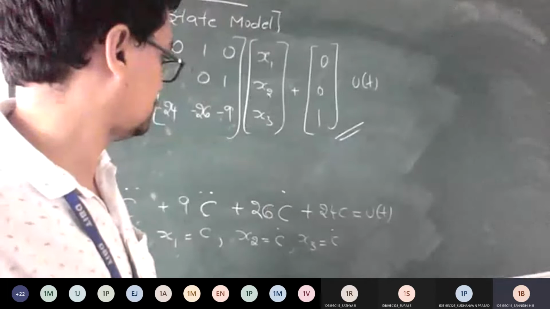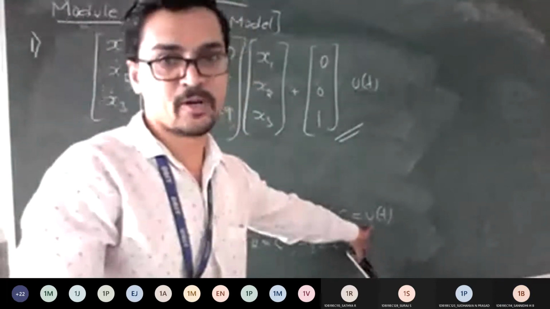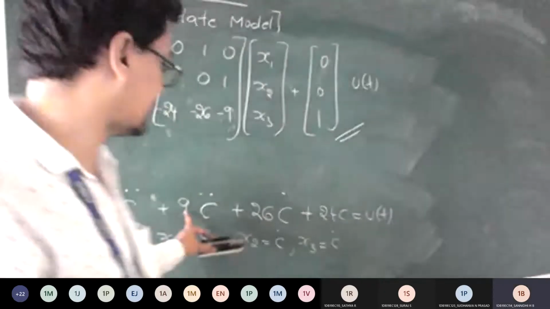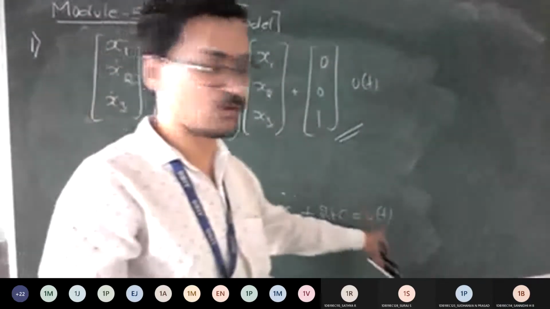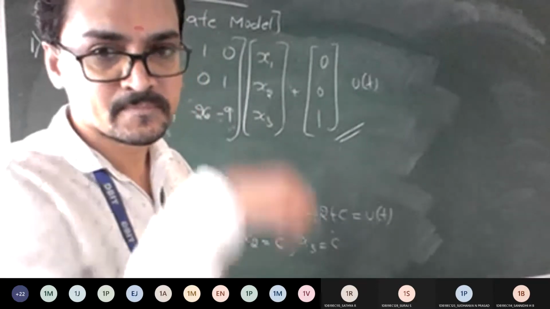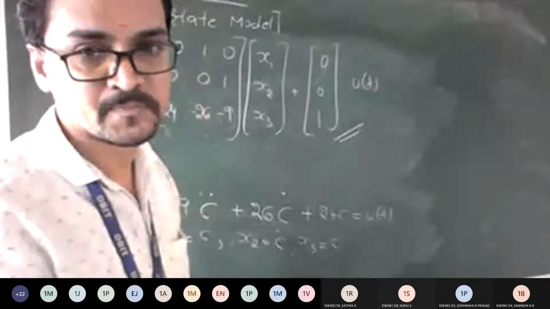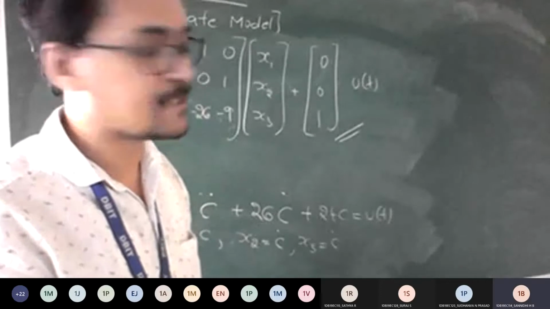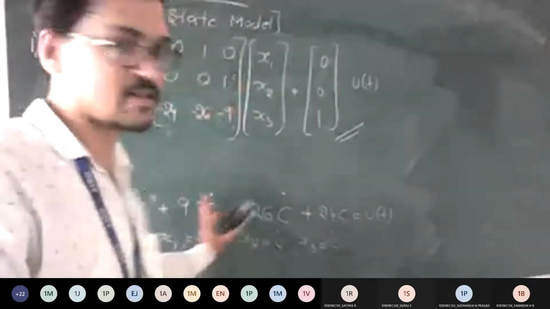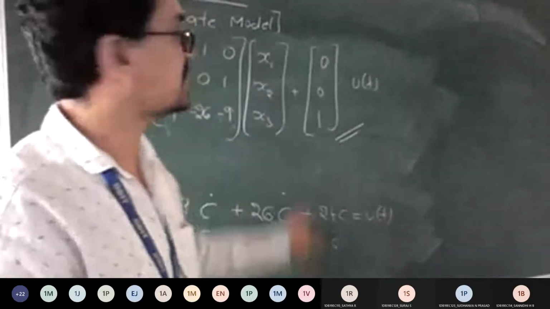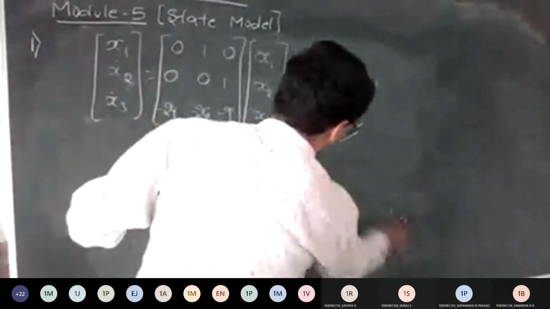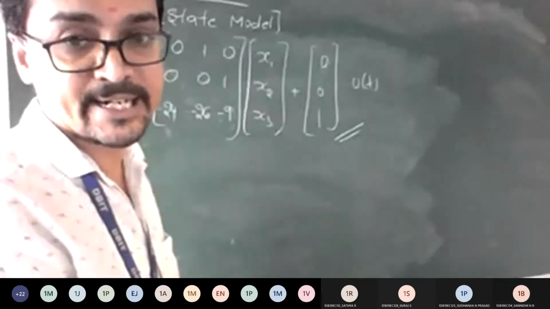You're taking C triple dot, remaining minus 9, minus 26, minus 24. U of t is positive only, no? Correct? See, U of t is positive, right? So I am shifting only this towards my RHS, that is as it is. So it is positive one.